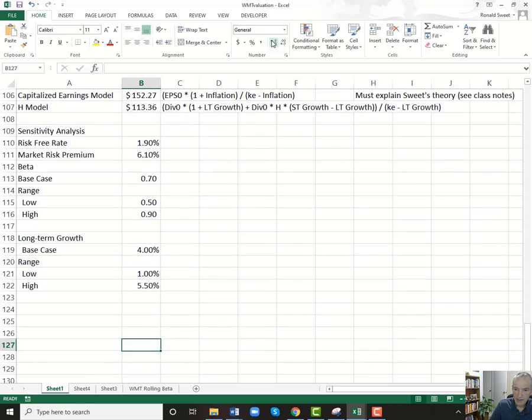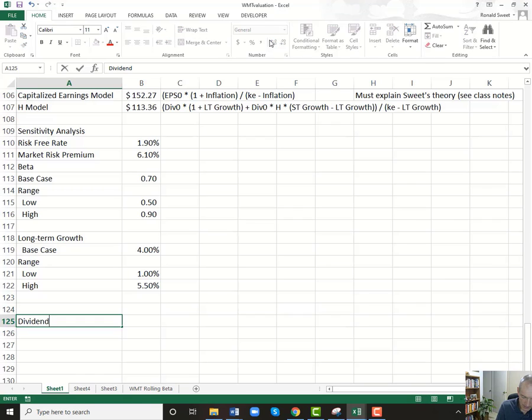So what we're going to do down here is we're going to set up the base case. So we're going to do the dividend discount models. So remember that the dividend discount model is dividend 0 times 1 plus long-term growth divided by KE minus long-term growth.